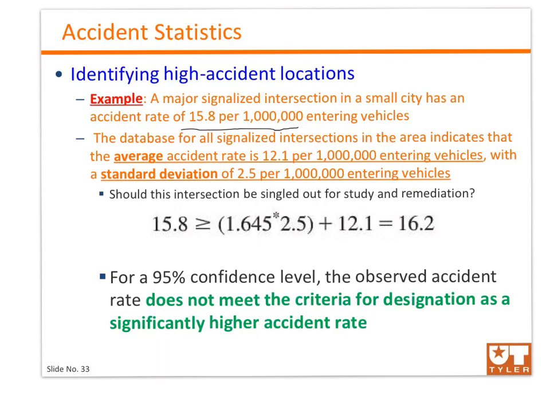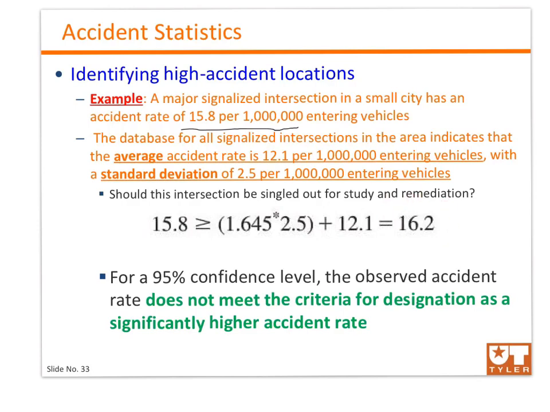So we need to look into it and see if this location has a highly significant amount of accidents compared to the average of the city. So what do we have? We have the number for the certain location, 15.8, and we need to see if it is far away from 12.1, which is the city average. How can we do this? Now we need to test whether 15.8 is higher than or equal to 1.645 times the standard deviation, which is 2.5, plus 12.1, and the number is 16.2.